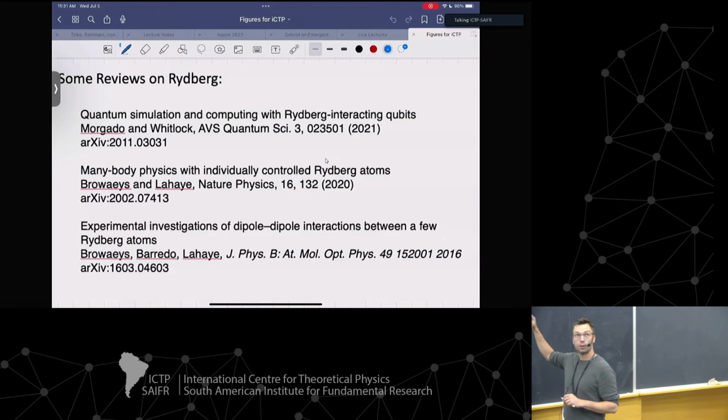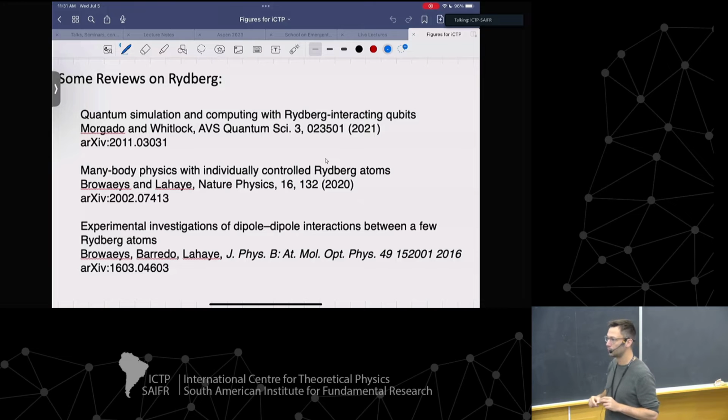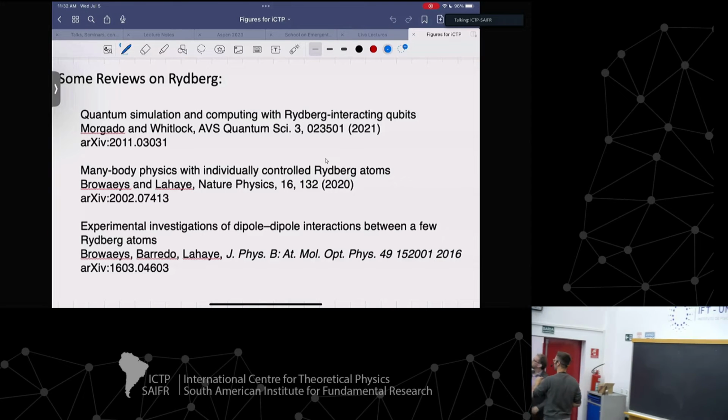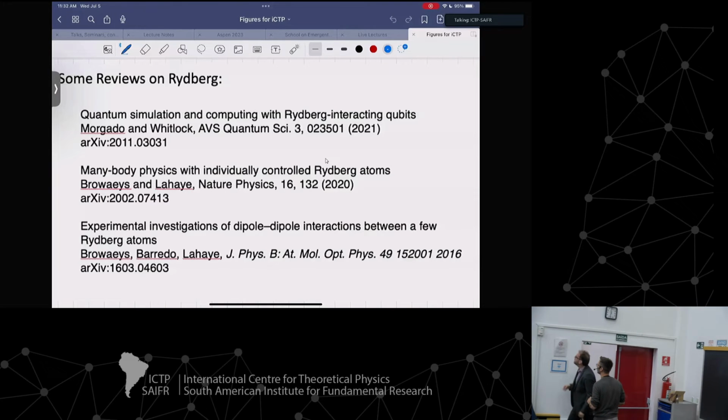The second one, more simulation, many-body physics. And the last one, can we actually switch that off also? Okay. And the last one is more really the physics behind the interactions. And so, sorry. Jamil, do you know how to switch this off? Yeah, just on the side, I think. Yeah, I think it's better.